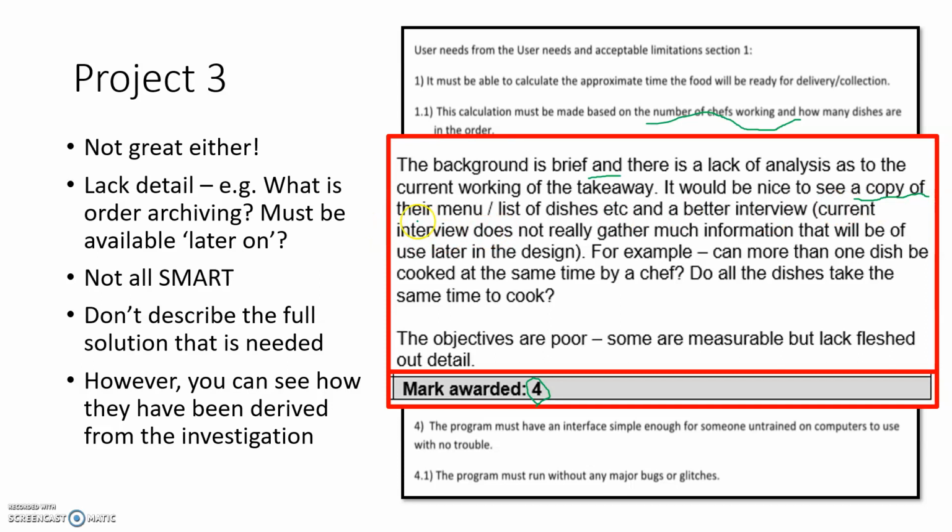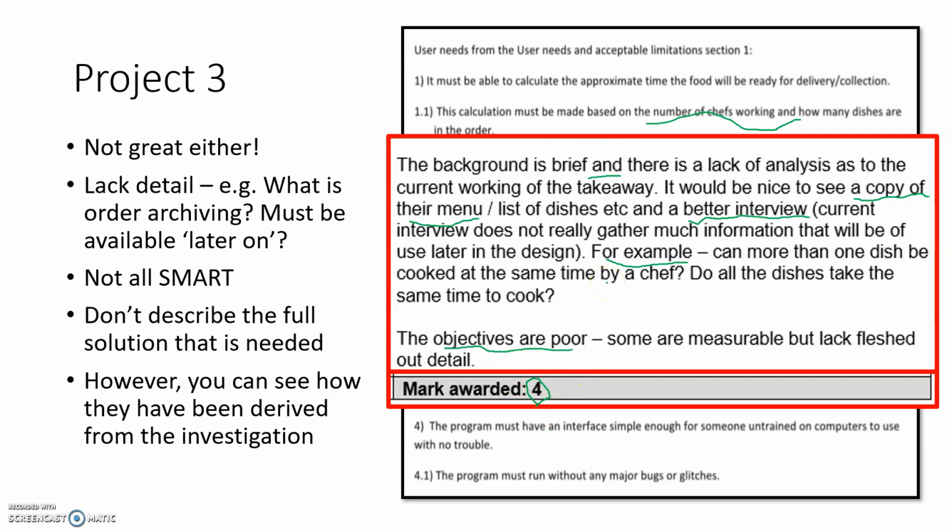So maybe a menu. I suggested that they could have done an observation. The interview could have been far better, with a far better execution. It's not gathering a huge amount of information for design purposes. And you can see some of those critical questions perhaps that were missing from that interview, which would be really important if you were to design a computer-based solution to it. The actual end objectives, I think, again, you'd probably agree, are poor. Some are measurable, but they're not detailed, and they're certainly not as clear as project number 1. Okay, but this one kept hold of its 4 marks.